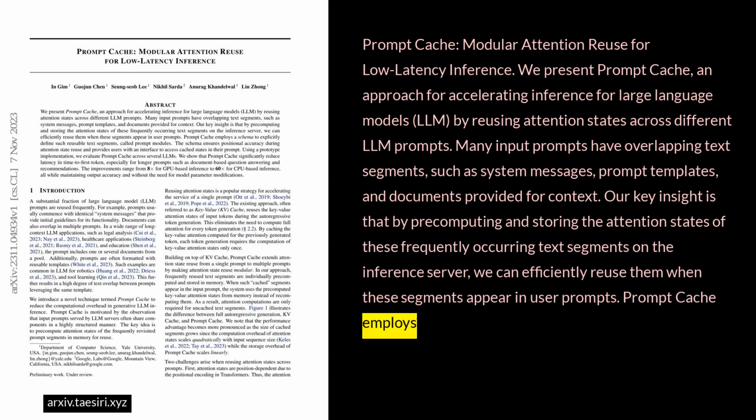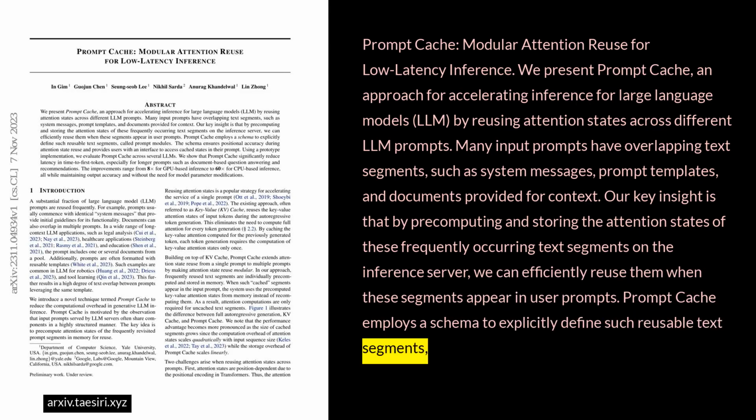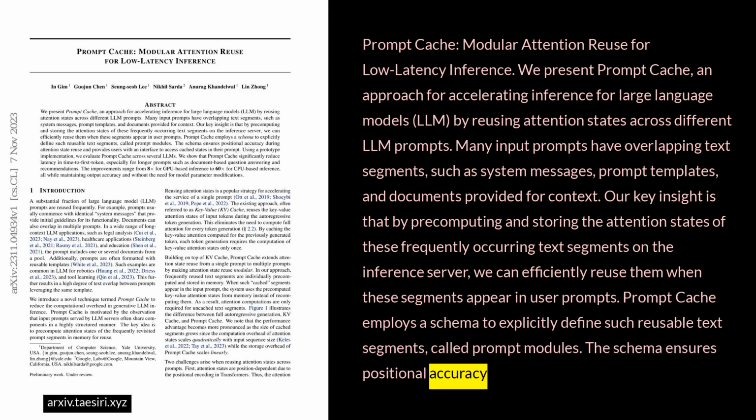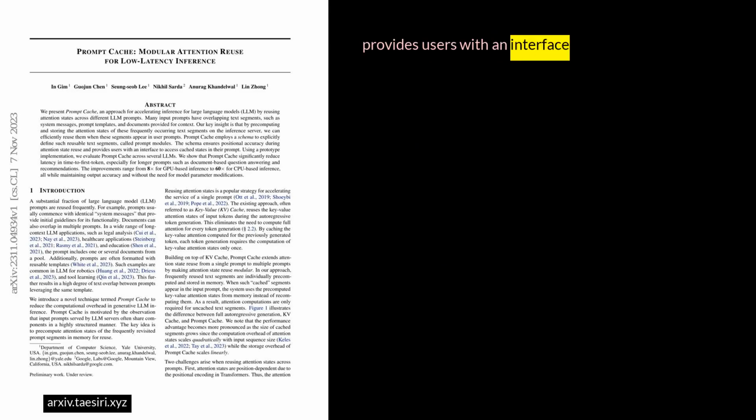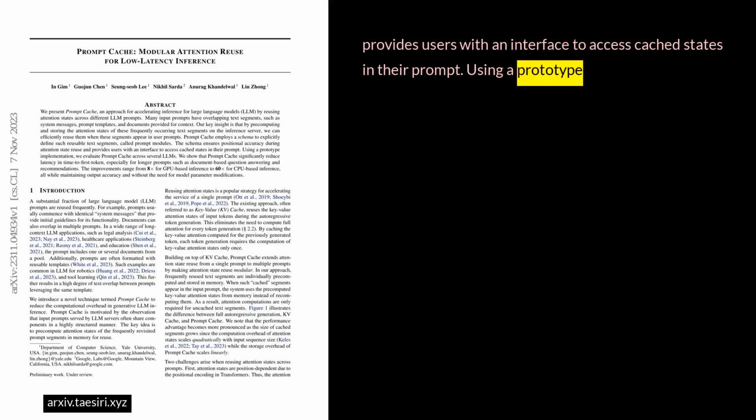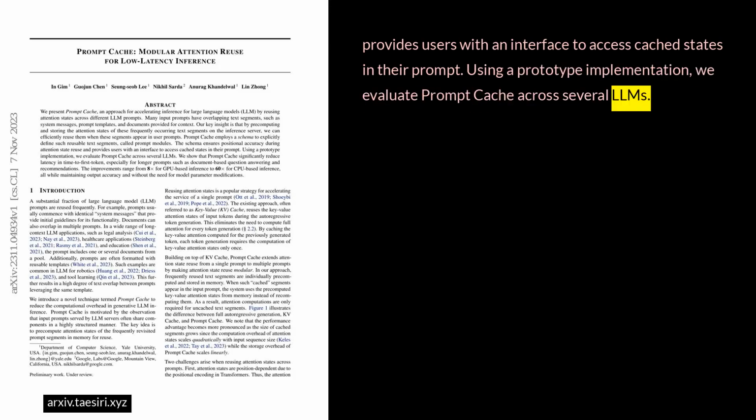Prompt Cache employs a schema to explicitly define such reusable text segments, called prompt modules. The schema ensures positional accuracy during attention state reuse and provides users with an interface to access cache states in their prompt. Using a prototype implementation, we evaluate Prompt Cache across several LLMs.